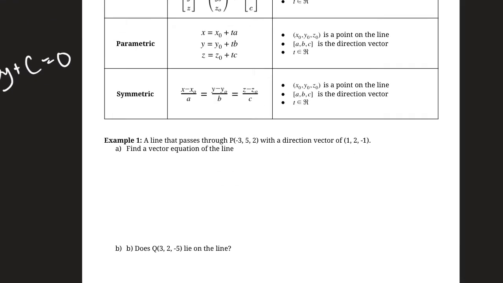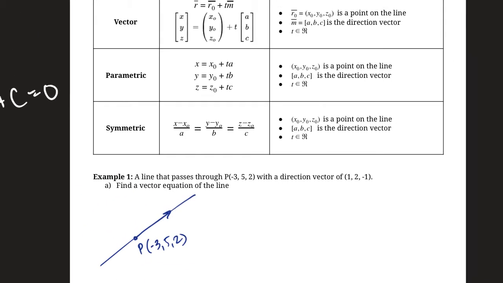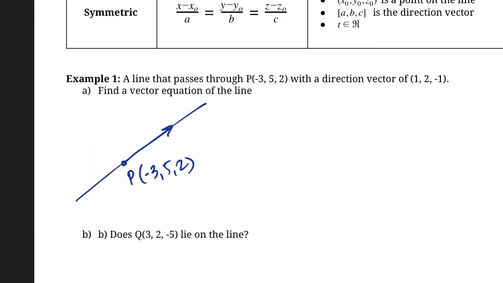Okay, let's dive into some questions. A line passes through (-3, 5, 2) with a direction vector of (1, 2, -1). So just to draw a quick diagram of this line, if this is our line going through 3D space, we have a point on the line and we call that P, (-3, 5, 2), and we have a direction vector from that point. We call it m with a line on top, because it's sort of like a slope.